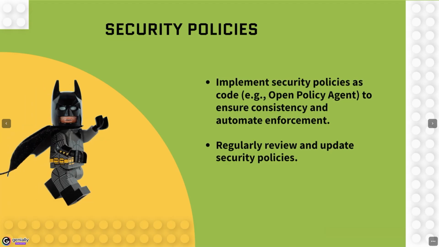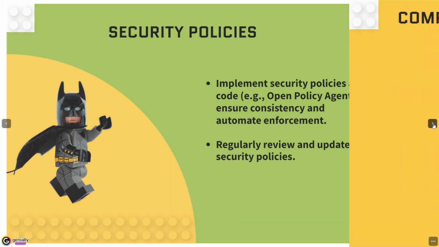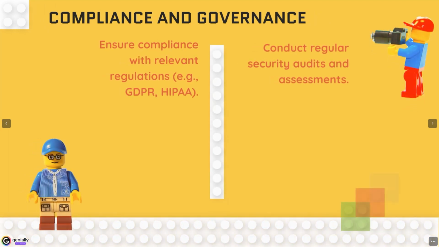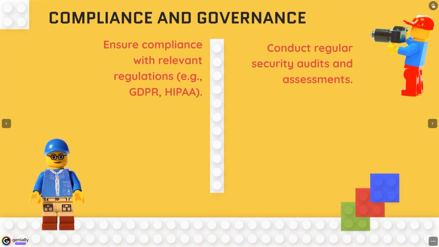And security policies. We implement security policies as code, for example, Open Policy Agent, to ensure consistency and automate enforcement. And we regularly review and update security policies. And next, compliance and governance. We ensure compliance with relevant regulations, for example, GDPR, HIPAA, and we conduct regular security audits and assessments.